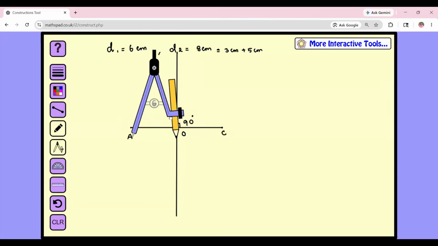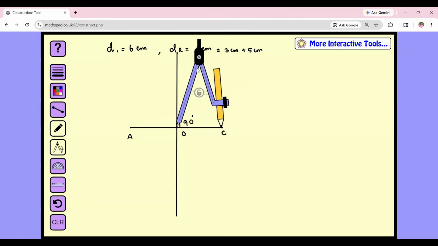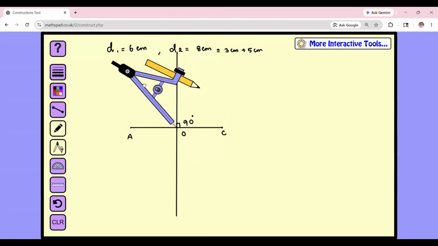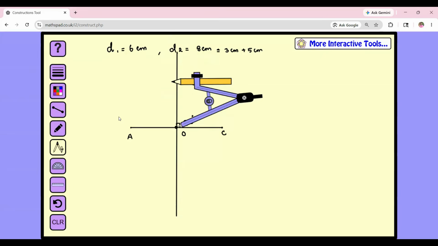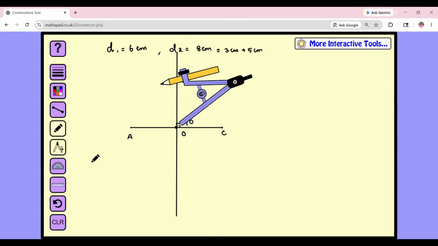Take the 3 centimeter and keep the pointer in the center and draw the arc. Up, we are going to draw 3 centimeter line. That's it. Next, we can just name this as D.